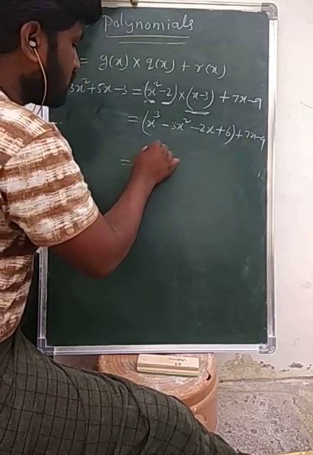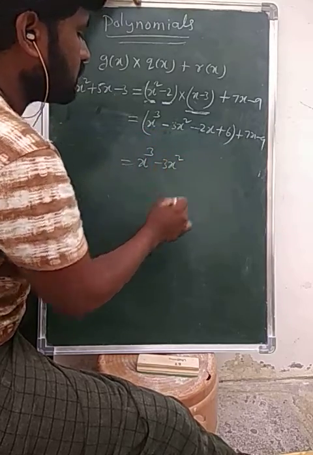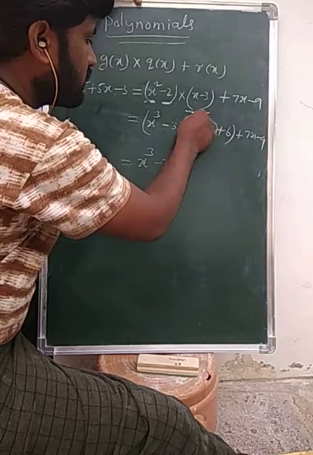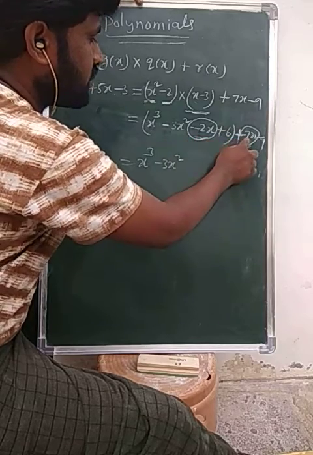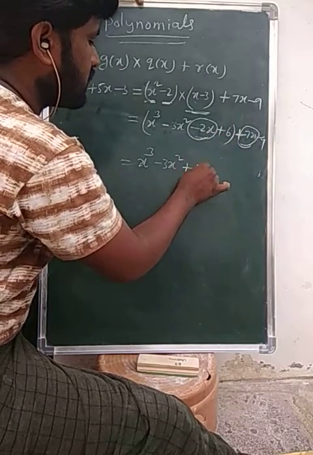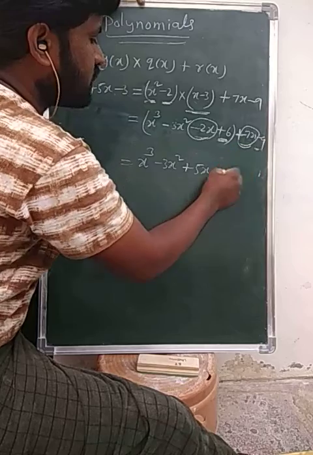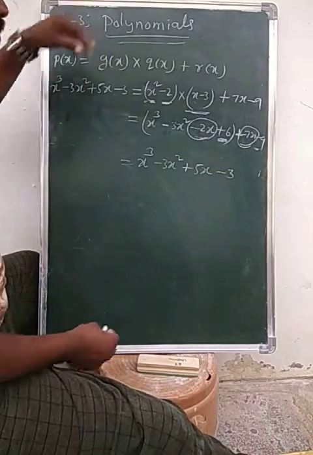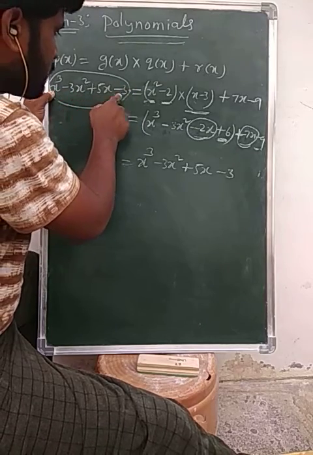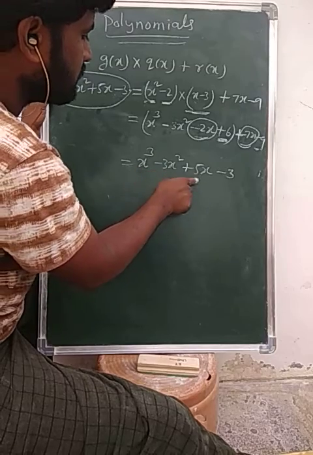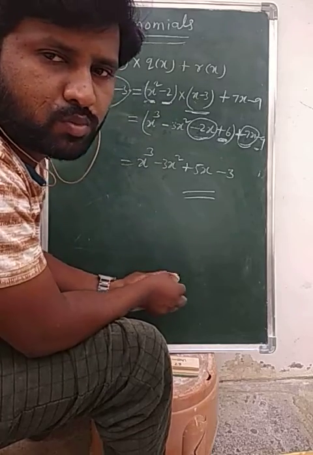Now x cube is x cube only. Minus 3x square is minus 3x square. Here minus 2x is there and here plus 7x is there. Minus 2x plus 7x, that is plus 5x. Here plus 6 is there and here minus 9 is there. Plus 6 minus 9 is minus 3. So we get the polynomial p of x: x cube minus 3x square plus 5x minus 3. So like this, we can verify the division algorithm for polynomials.